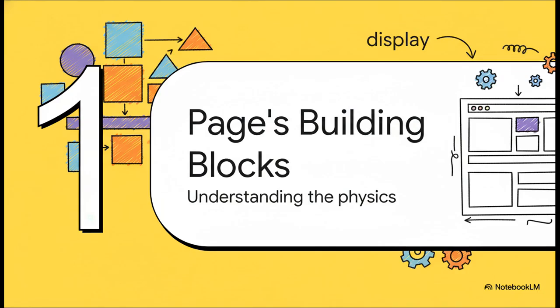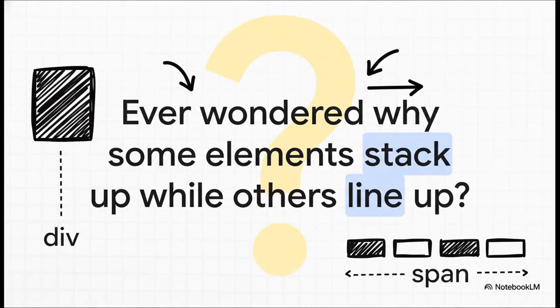All right, first things first. Before you can arrange anything, you gotta understand the basic physics of how elements even behave on a page. And pretty much all of that starts with one single, crucial property: display. I mean, you've totally run into this, right? You write some HTML and some tags, like a div, just automatically create a new line, while other tags, like a span, just sit right next to each other. What is going on there?